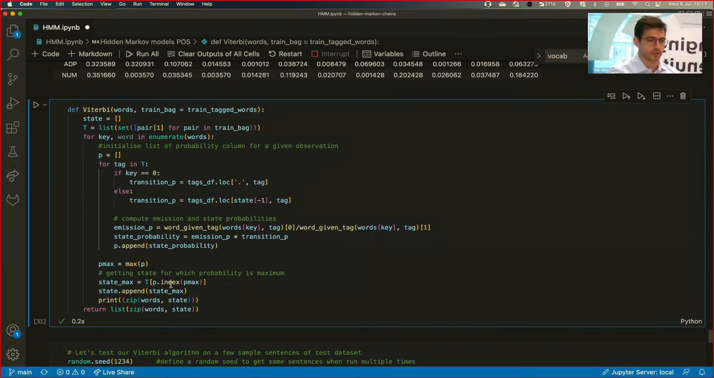We are appending, of course, the states for that particular word into the state list in the beginning. And then at the very end, we're turning back one word connected to one state only.